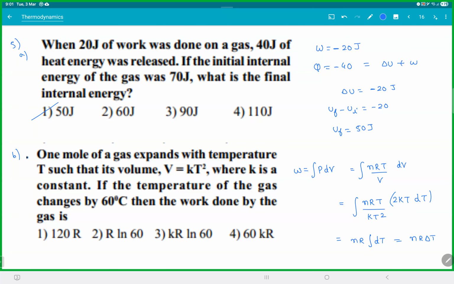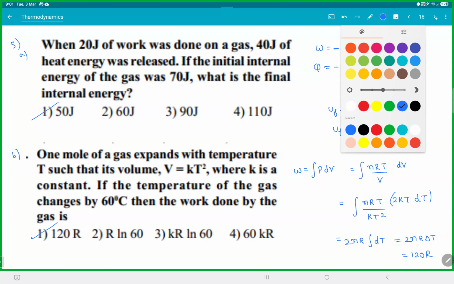N is 1, R is this, and delta T is this. So 60. No, there is a 2 also sitting there, so that is 2nR. 120R. Clear what we did? Work done is PdV.